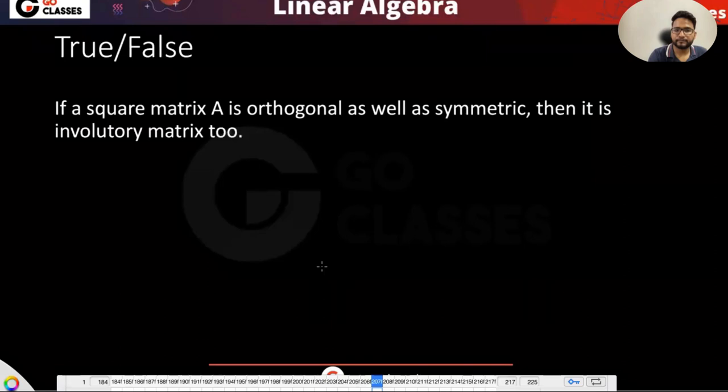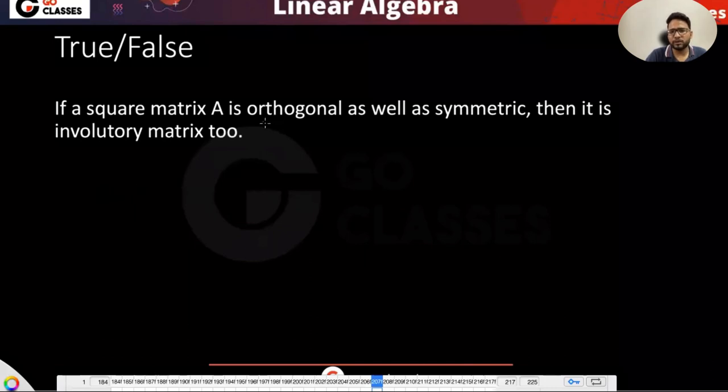Okay. Let's just see if it is true or false. If a square matrix is orthogonal as well as symmetric, then it's involutory. True. It is orthogonal means, can you recall the property of orthogonal? A into A transpose equal to identity, right? Which means A transpose equal to A inverse.